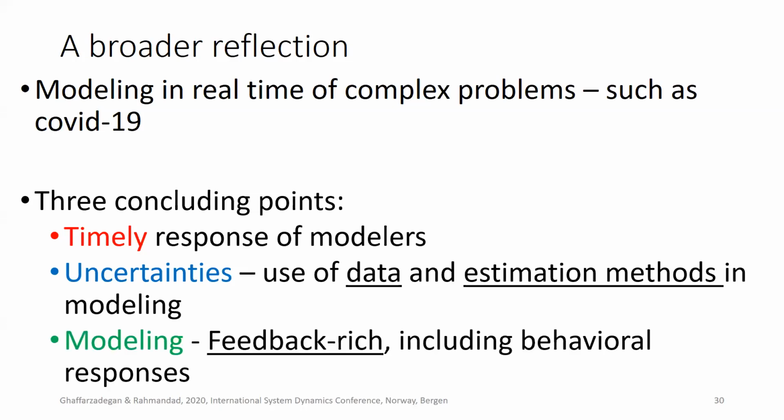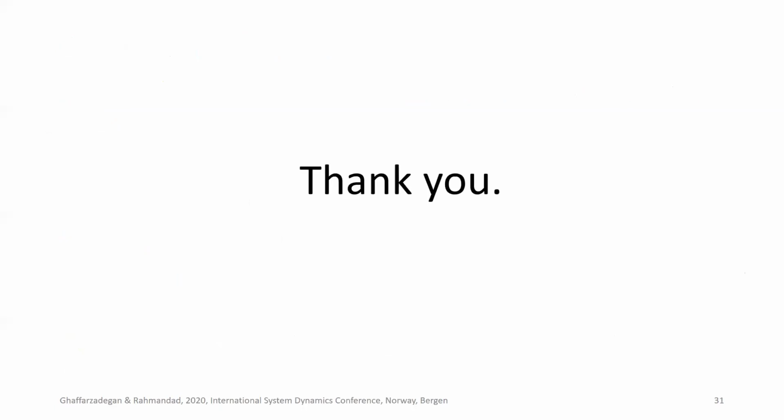Finally, the modeling side of the problem is very important. We need feedback-rich models that include behavioral responses. Without including how people are responding and how government is responding to the cases, then future projection might be very off, and you may get very bad, worst-case scenarios in your estimates. But by including how people are responding to the cases, you model social distancing as a part of your model. Thank you for listening to this presentation.